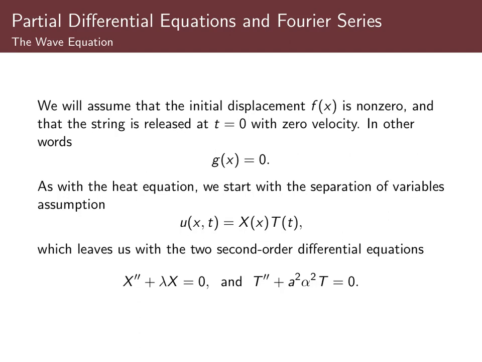We're going to assume that the initial displacement f is non-zero, but the string is released at time t equal to 0 with 0 velocity. So in this case, g is 0. And we're going to go through a very similar solution regime as the heat equation. We're going to assume the separation of variables, which gives us the same boundary value problem for X, and a different initial value problem for T, a second order initial value problem for T.